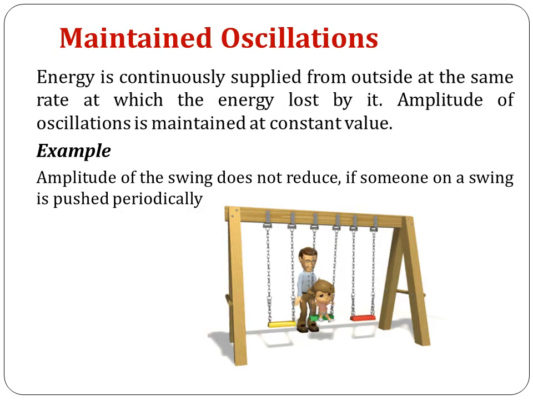The last type of oscillation is the maintained oscillation. Here, energy is continuously supplied from the outside at the same rate at which the energy is lost by it. Therefore, the amplitude of oscillations is maintained to be a constant. An example is shown in the animation. The amplitude of the swing will not reduce if someone on the swing is pushed continuously in a periodic manner.